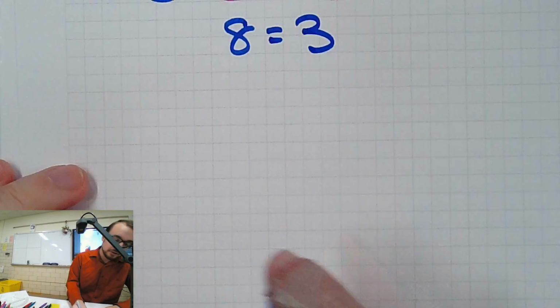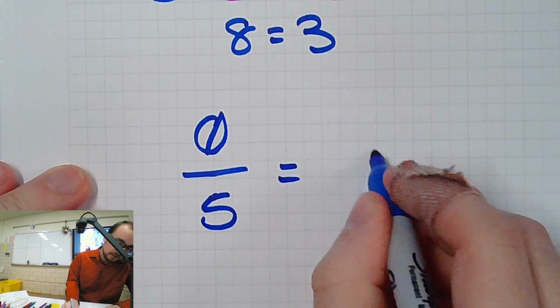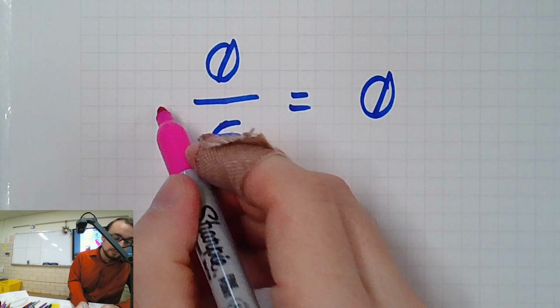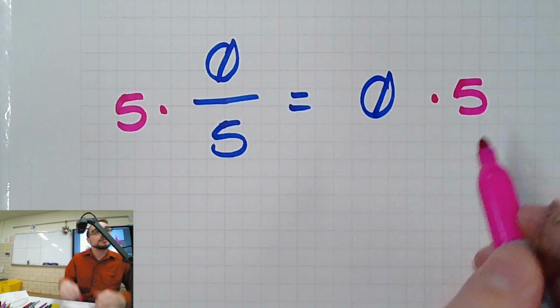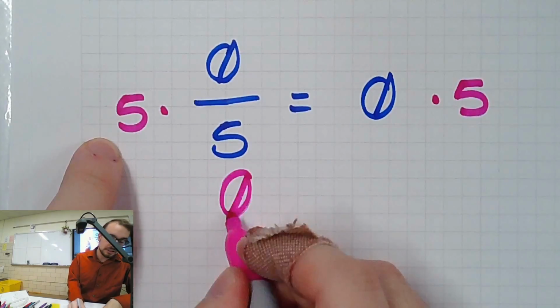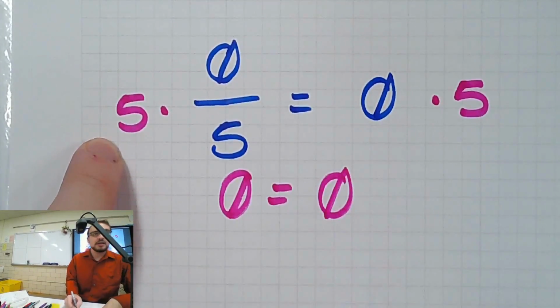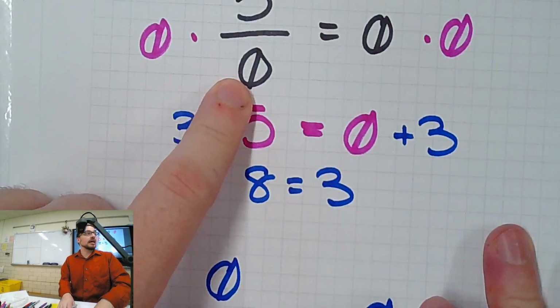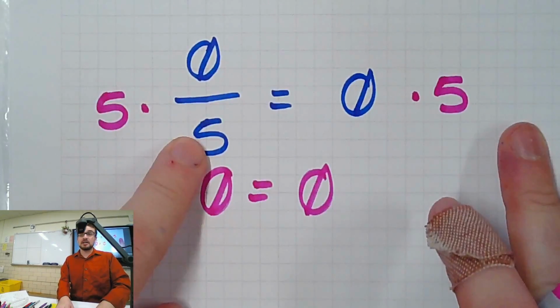Now what if we have 0 on top? If we multiply by 5 to both sides, multiplication property of equality, divide by 5 cancels. We get 0. What's 0 times 5? And that checks out. Do you see why that's allowed? Dividing by 0 is not. But 0 divided by a number is fine.